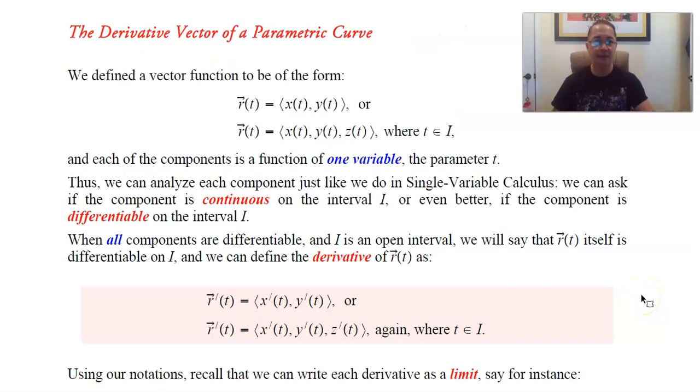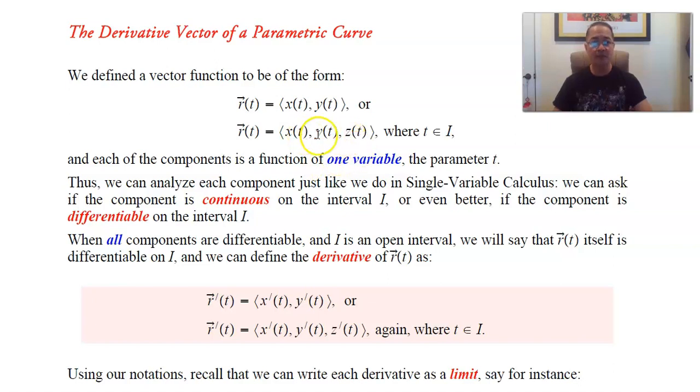All right, so here we are, the derivative vector of a parametric curve. It's only 6 pages long. Woohoo, a nice short section for a change. So here's our setup. We have a vector function in either 2 or 3 dimensions. We have a domain, an interval I. And because we have these 3 components and they're all functions of one variable, we can go back to basic calculus and ask, are you continuous? And even better, are you differentiable?